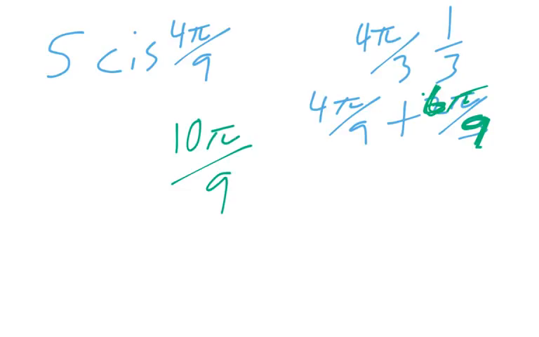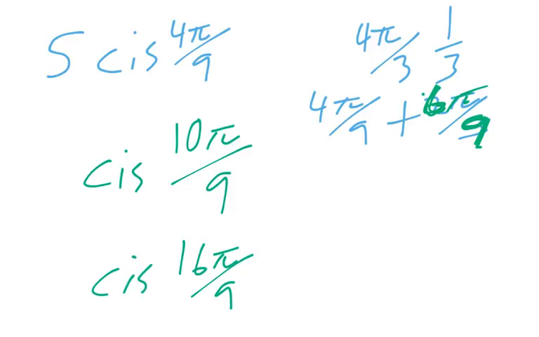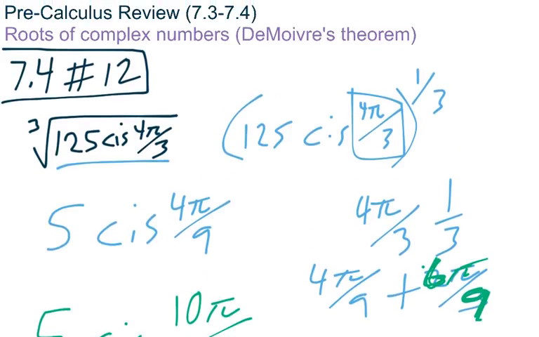I'm just going to work with the angles for right now. And then we'll add 6 pi over 9 to that, which comes out to 16 pi over 9. Both of those have the same modulus and have different arguments. If you added one more time, you would be over 2 pi. But once again, here's the review.